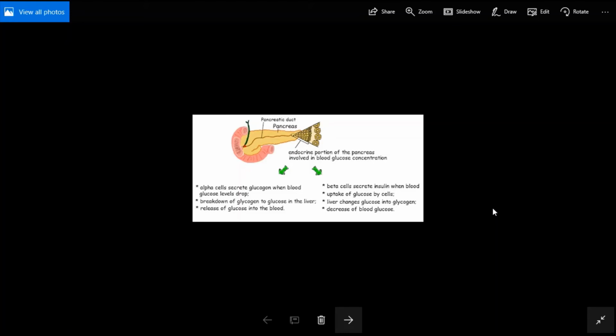Now, what happens if you have too much sugar, so too much glucose? Then beta cells will secrete insulin when blood glucose levels are increased. The uptake of glucose by cells is increased, and the liver will change the glucose into glycogen, and then the blood glucose levels will decrease.